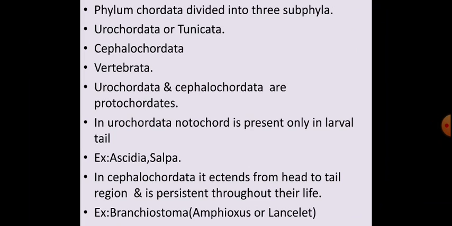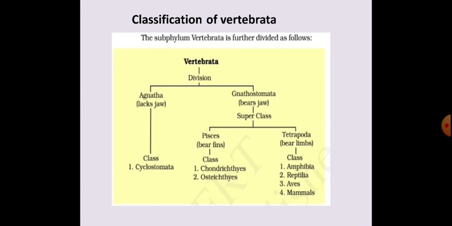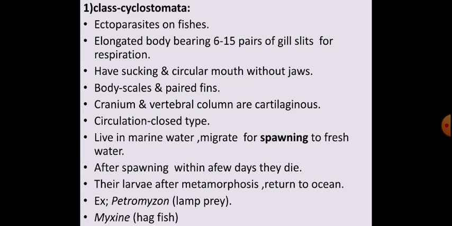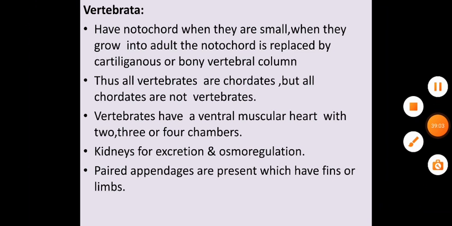Important one. As I said, phylum Chordata is divided into 3 subphylum: Urochordata, Cephalochordata and Vertebrata. The last one is division Vertebrata. We'll be studying this in the coming class. I hope you understood.